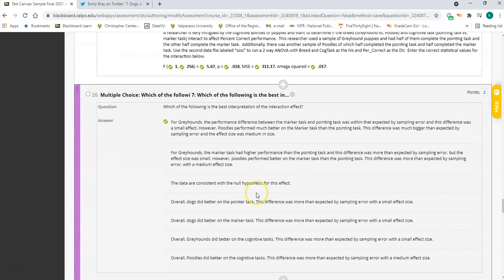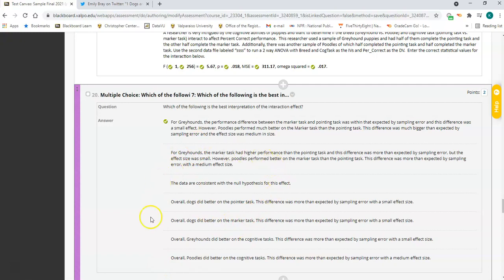All right, now, which of the following is the best interpretation of the interaction? It's this first one. For greyhounds, the performance difference between the marker task and the pointing task was within that expected by sampling error, and this difference has a small effect. However, poodles performed much better in the marker task than the pointing task, and this difference was bigger than expected by sampling error, and this effect size was medium. It's exactly what we just said.